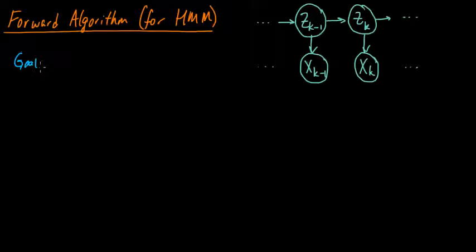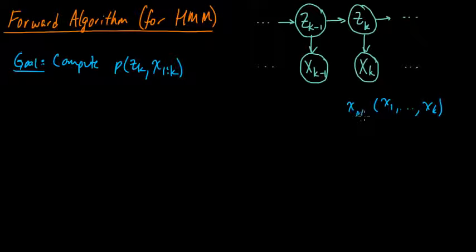So the goal for the forward algorithm that we mentioned before is that we want to compute these joint distributions on zk and x1 through k, where x1 through k is this vector. This is what we want for all k and all zk. We're given the x's. Let's just write that down and start working with it and see what we get.